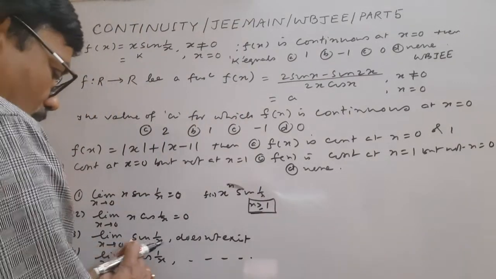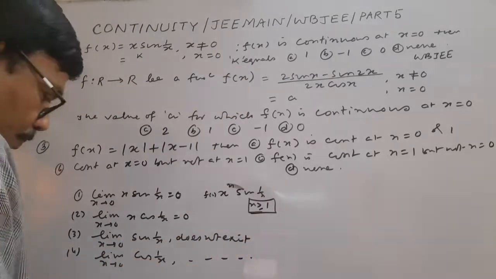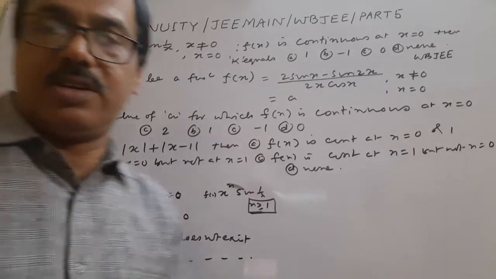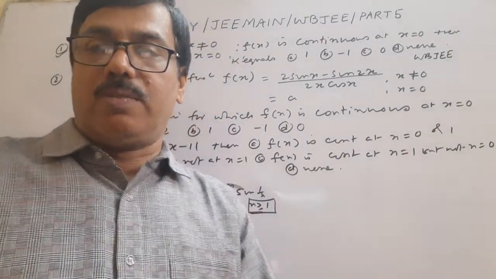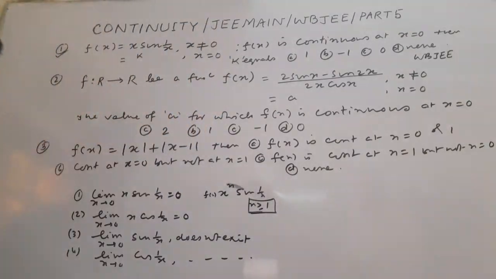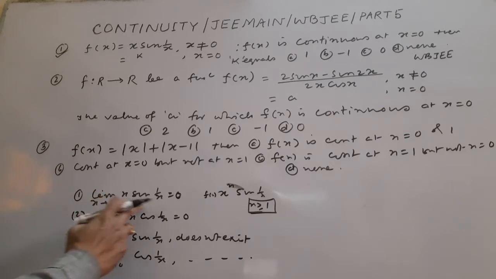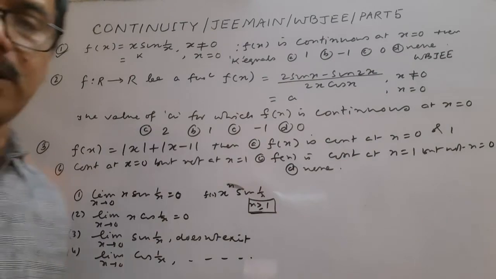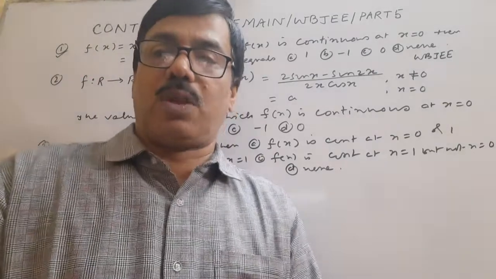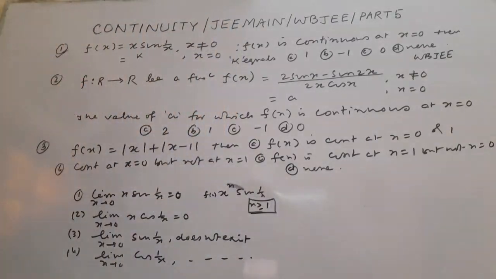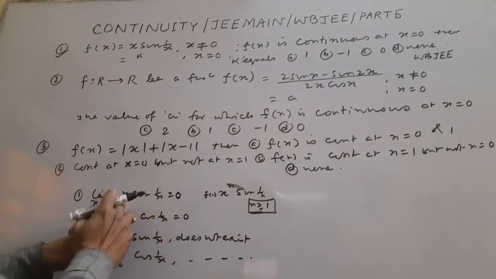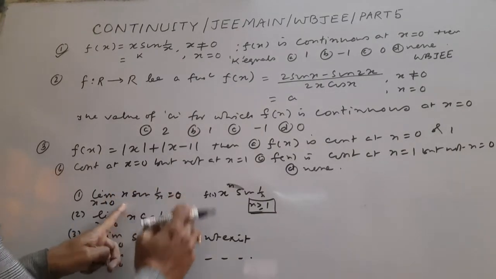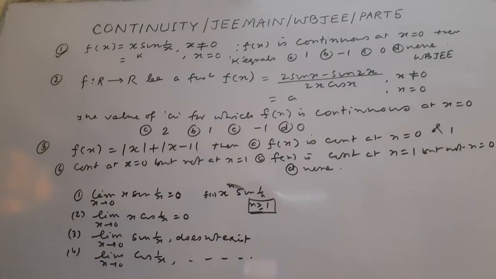Sin(1/x) lies between minus 1 to plus 1. It does not tend to any finite value. That is why sin(1/x) does not exist. Similarly, for cos(1/x). x sin(1/x), this is a finite value, sin(1/x) lies between minus 1 to plus 1. So, finite value, but not fixed value, but it is multiplied by 0. That is why it is 0.